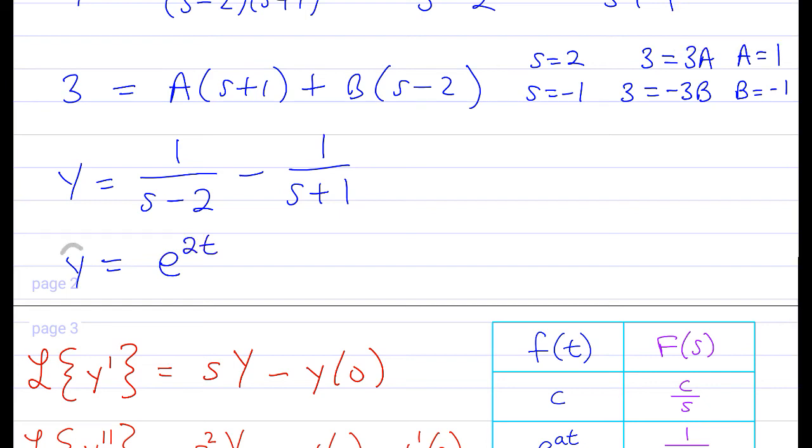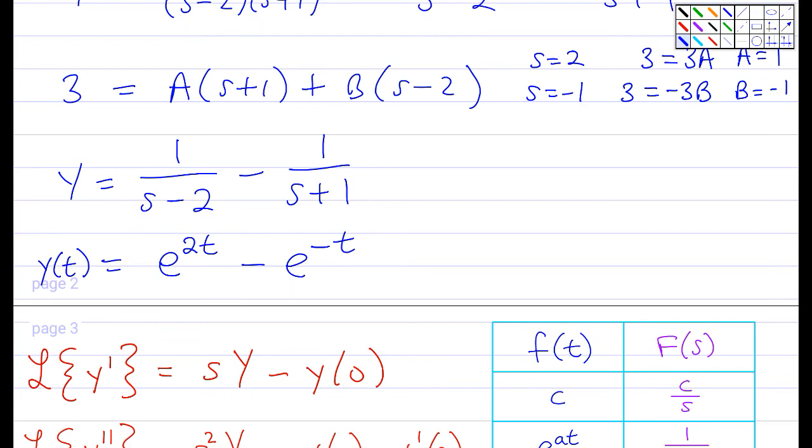And here this looks a little big. I want to emphasize that this is our solution function. The transform of this is this. Similarly, the reverse transform of this must be e to the minus t. If I take the transform of this, I get this. So that's it. We've got our answer. This is the answer to the differential equation.